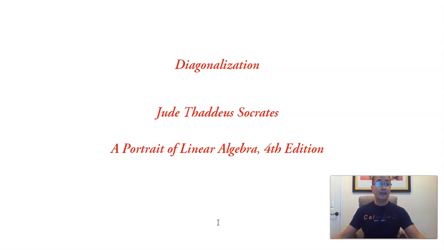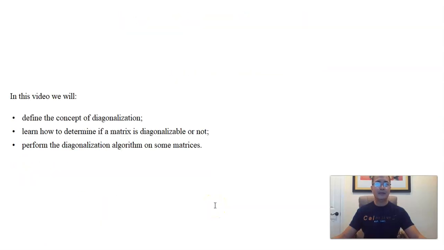Our video for today is called Diagonalization, and I think this is the first time that we have a title which is just one word. So we are going to find out today what is the meaning of this concept of diagonalization. How can we decide if a matrix is diagonalizable or not? Spoiler alert, there will be some matrices which are diagonalizable, and there are some which are not. For those which are diagonalizable, we will perform the diagonalization algorithm.